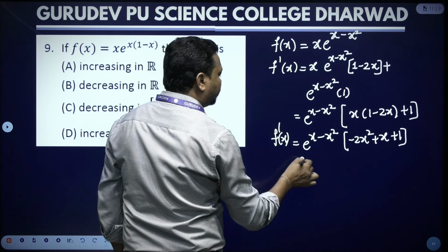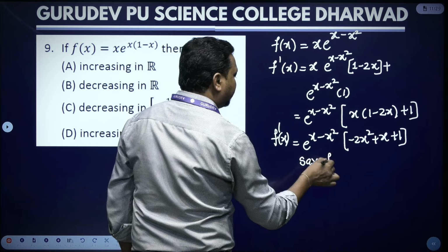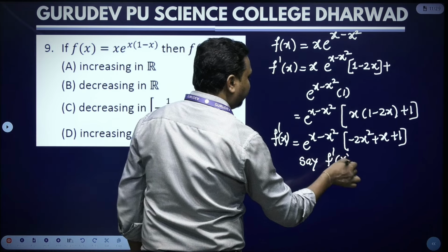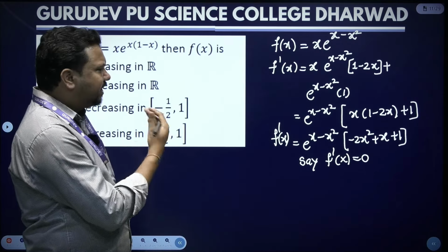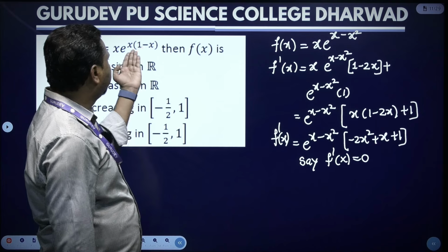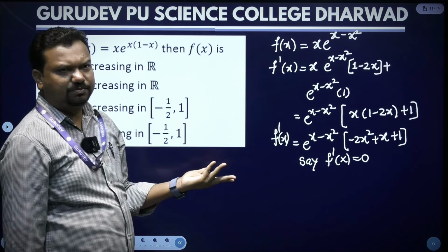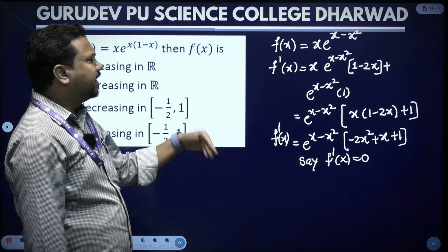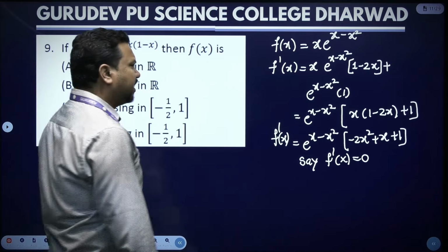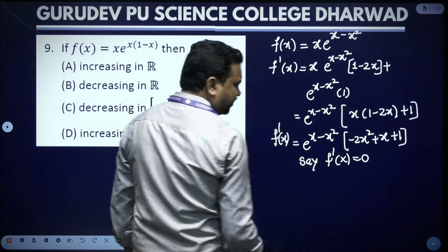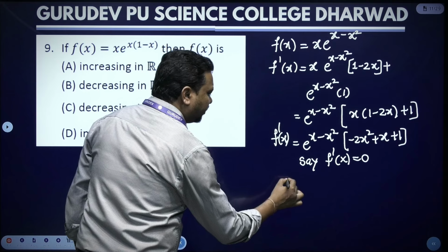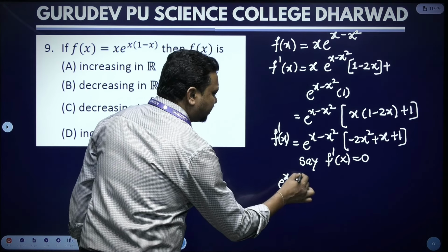Now you have to assume that f dash of x equal to 0. So e to the power x minus x square is given. You can understand that if x equal to 1, the function becomes 0: 1 minus 1 is 0. Also if x equal to 0, it becomes 0. Clear? Apart from that, even this quadratic function is also 0. I repeat, e to the power x minus x square.